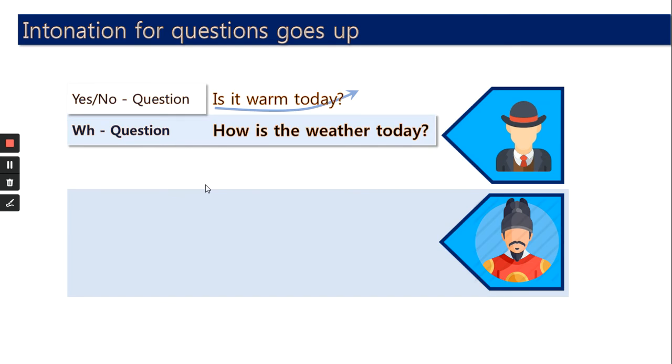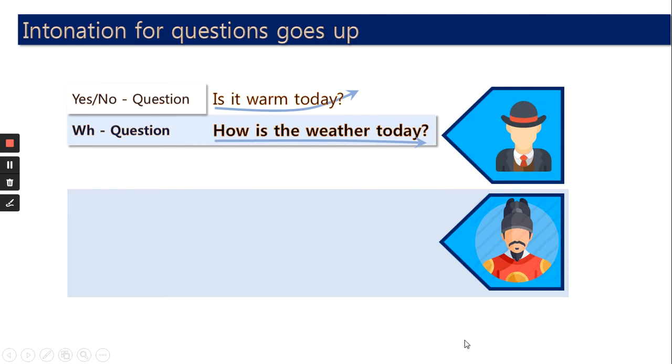How about, how is the weather today? What is the weather like today? So that is a WH question. In the sentence, when we use a WH expression, that is a WH question. How is the weather today? So the intonation goes straight or sometimes even down. If you say it going up, it sounds strange, awkward. So in English, when the question is a yes-no question, intonation goes up. But when the question is a WH question, the intonation goes straight.